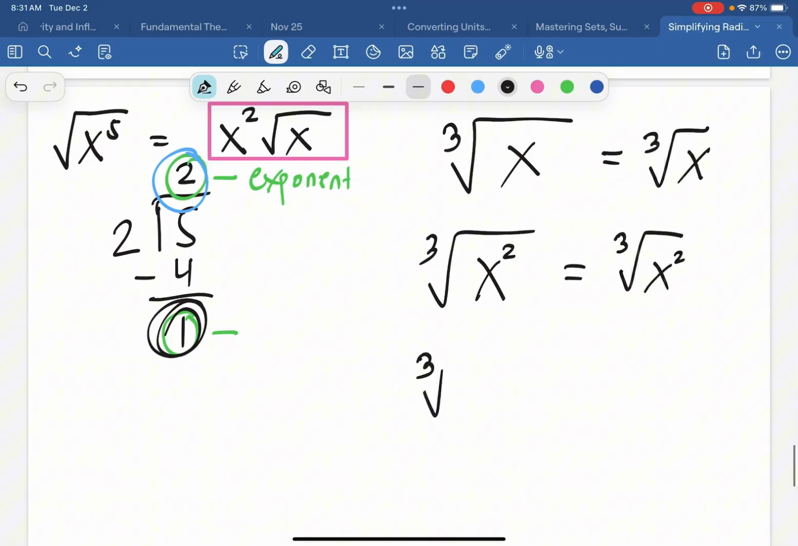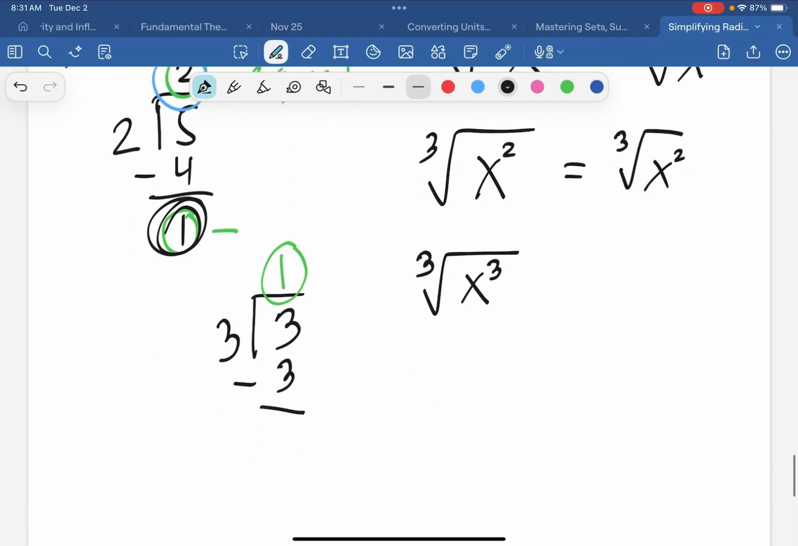Again, 2 divided by 3 is not a whole number, so you cannot extract it. So the cube root of x squared is the answer. However, if you have the cube root of x cubed, 3 divided by 3 is obviously 1. There is a whole number, that's why you can extract x outside. And there's no remainder, right? There's no excess, it's just 0. That means we cannot leave any variable inside a radical, which means the radical is now gone. So based on this, it's just x raised to 1, or just an invisible 1.